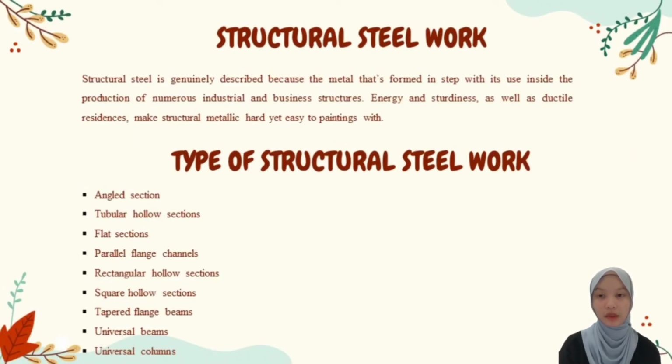Structural steel is generally described as the metal that forms in step with it, used in the production of numerous industrial and business structures. Energy and sturdiness as well as ductile resistance make structural metal hard yet easy to work with. So these are the types of structural steel work that we use in the construction industry: angle section, tubular hollow section, flat section, parallel flange channel, rectangular hollow section, square hollow section, tapered flange beam, universal column.